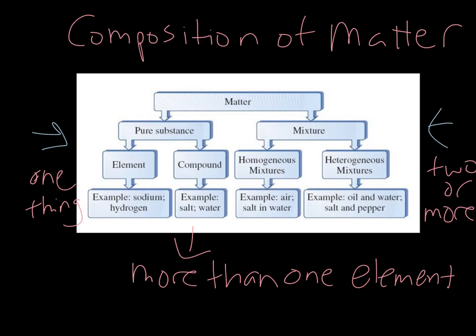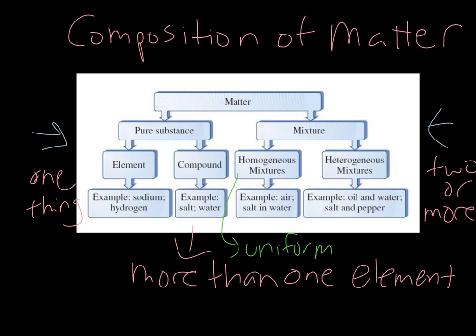Mixtures can be either homogeneous or heterogeneous. Homogeneous just means it's uniform throughout. So if we look at a homogeneous mixture, it looks uniform throughout. For example, air is clear and colorless, but it's not just comprised of one gas, it's comprised of many gases, and they are mixed uniformly throughout.